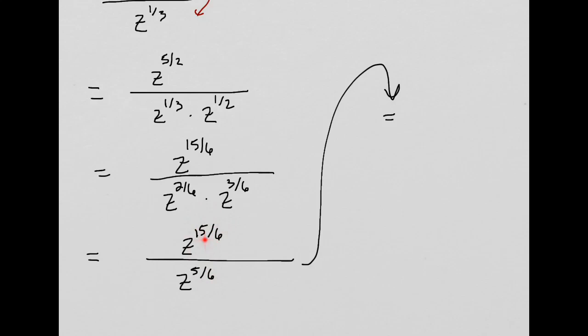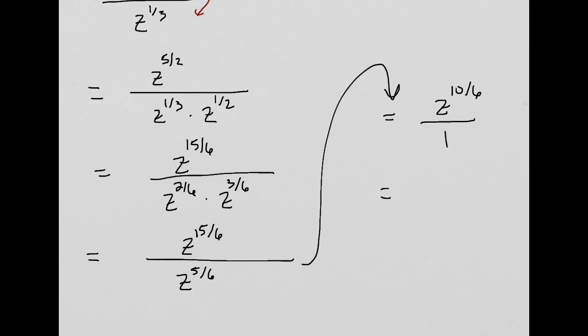Notice I have more z's on top than I have on the bottom. That means I'm going to be left with z's on top. The only question is how many. So if I subtract, 15 over 6 minus 5 over 6 is 10 over 6. And then there's just a 1 left over on the bottom.